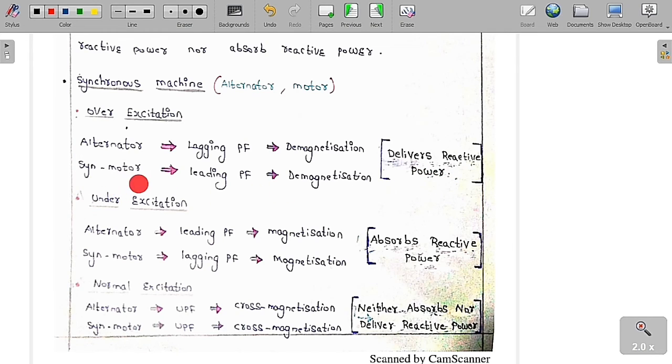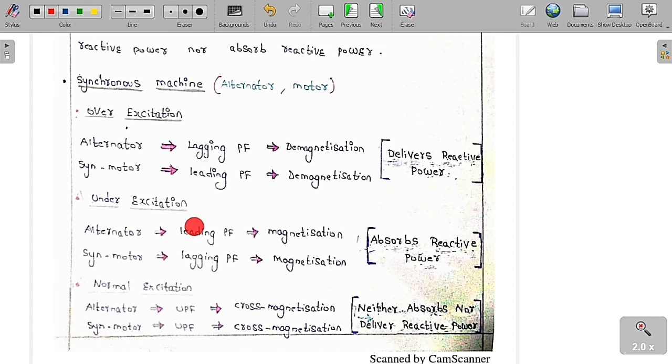Then the synchronous motor in over-excitation is going to act in the opposite manner. If the alternator is lagging, the motor is a leading power factor. I've already told you that at leading power factor there will be demagnetization. So you can see clearly only the power factor is changing, but the concept is the same: same demagnetization. Therefore the resultant flux will decrease, and it is going to generate the reactive power. Only the power factor of the motor armature is changing, but the effects are the same. Both do the same function; only the power factors change.